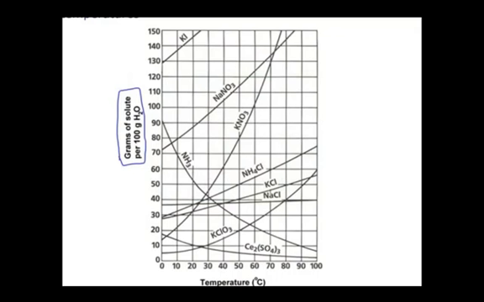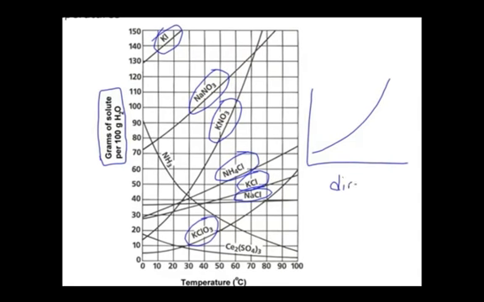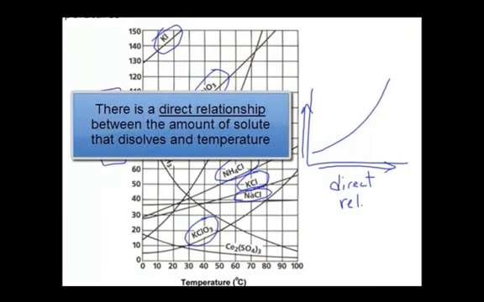The next thing to notice is that just about every curve on this graph, potassium chlorate, sodium chloride, potassium chloride, ammonium chloride, potassium nitrate, sodium nitrate, potassium iodide, all have a slope in this general direction, which is a direct relationship, meaning that as temperature increases, solubility increases, the amount of solid that we can dissolve. We know that. We talked about that. That's our iced tea and sugar example, that if we heat up the iced tea, we can dissolve more sugar in it.